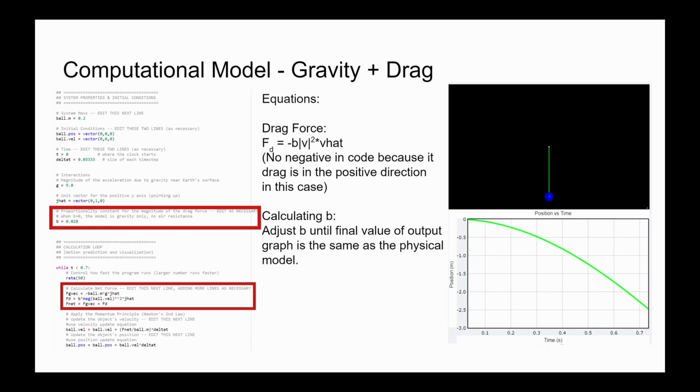The next computational model is the gravity and drag computational model. And this time we're using the drag force. Drag is actually positive because it's opposing the negative force of gravity in this case. And to calculate b, I just adjusted b until the final output of the graph is the same as the physical model, just so that we can make that comparison.